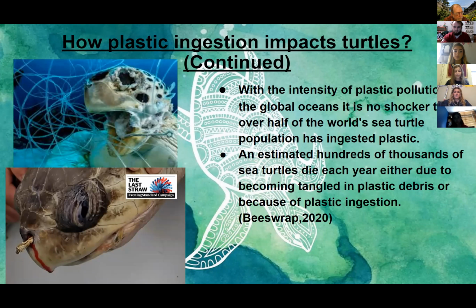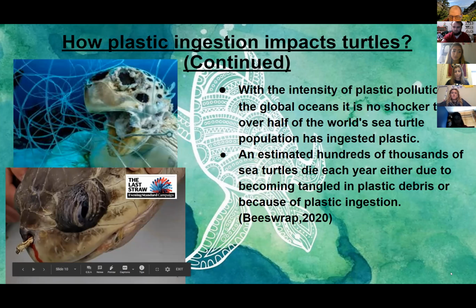Some more consequences of plastic ingestion are with the intensity of plastic pollution in the global oceans. It's no shocker that over half the world's sea turtle population has ingested plastic. An estimated hundreds of thousands of sea turtles die each year, either due to becoming tangled in plastic debris or because of plastic ingestion. And over to the left, I posted some pretty striking images I saw of how plastic can affect sea turtles. Next slide.